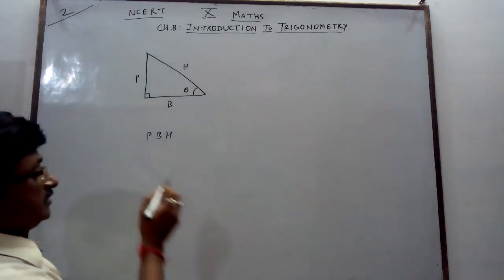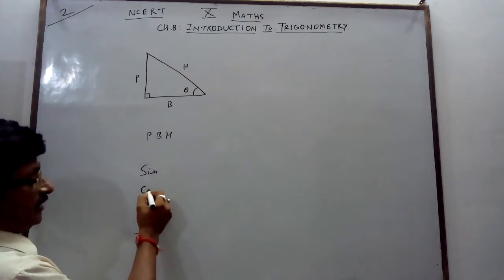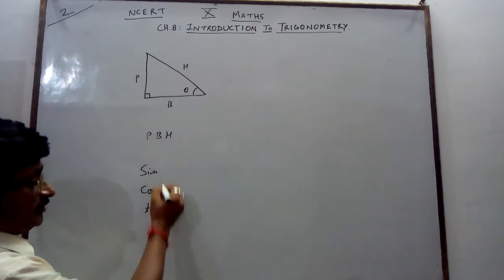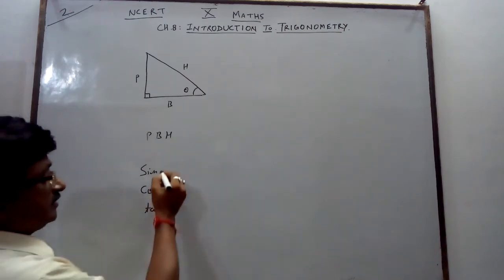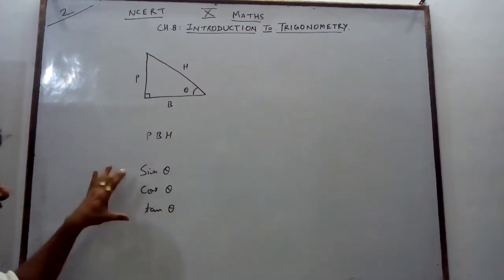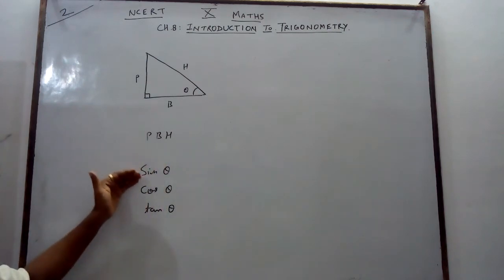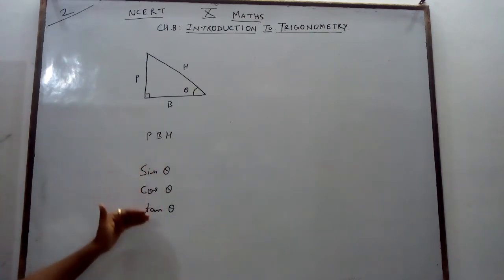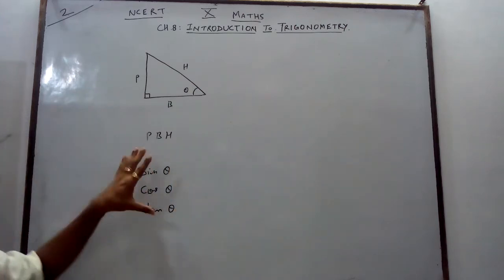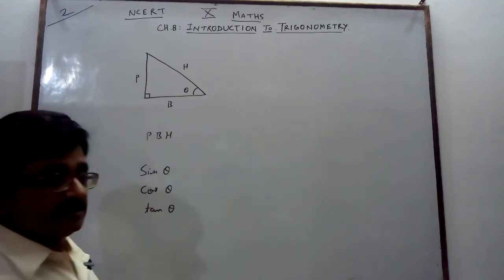Out of these 6 trigonometric ratios, 3 are basic. I have told you the full names: sine, cos, tan. But without an angle they are meaningless. That's why there will be sin theta, cos theta and tan theta. There are 3 basic ones and 3 more secondary ones, which, in relation with sine, cos and tan, give you cosec, sec and cot. But how will you learn these relations with PBH?